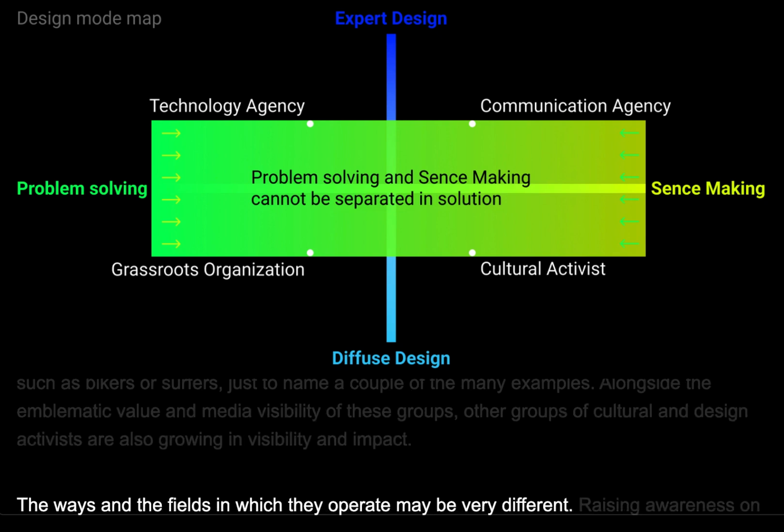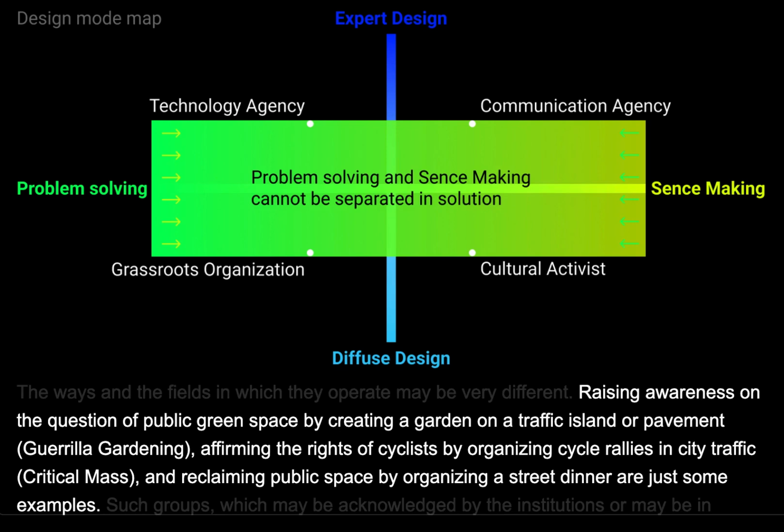The ways and the fields in which they operate may be very different. Raising awareness on the question of public green space by creating a garden on a traffic island or pavement, guerrilla gardening, affirming the rights of cyclists by organizing cycle rallies in city traffic, critical mass, and reclaiming public space by organizing a street dinner are just some examples.